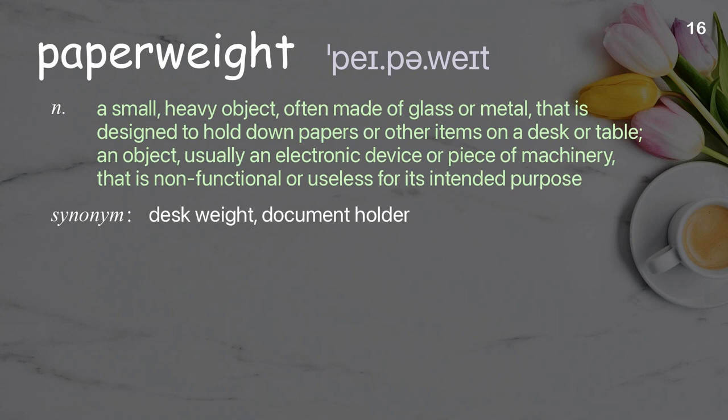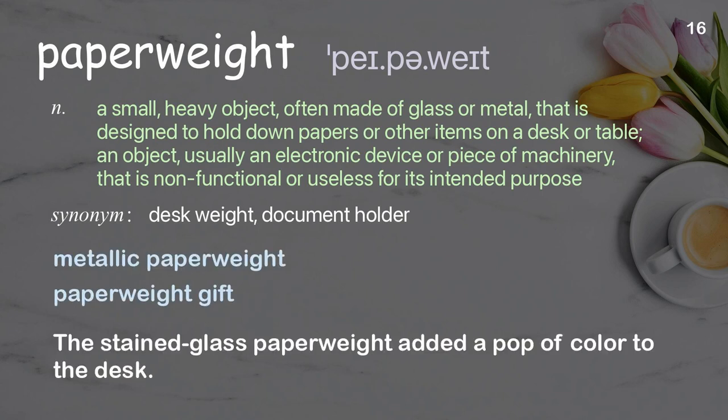Paperweight. A small, heavy object, often made of glass or metal, that is designed to hold down papers or other items on a desk or table. An object, usually an electronic device or piece of machinery, that is non-functional or useless for its intended purpose. Examples: metallic paperweight, paperweight gift. The stained glass paperweight added a pop of color to the desk.